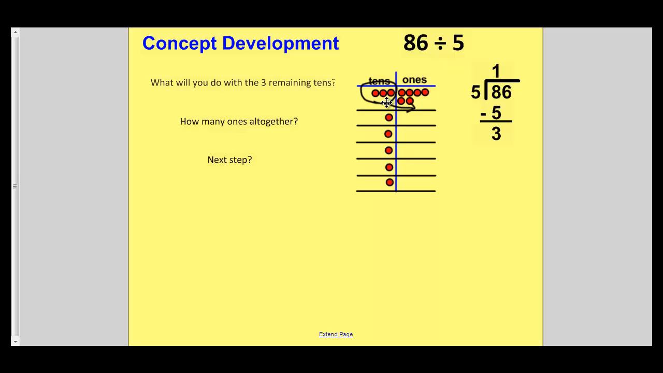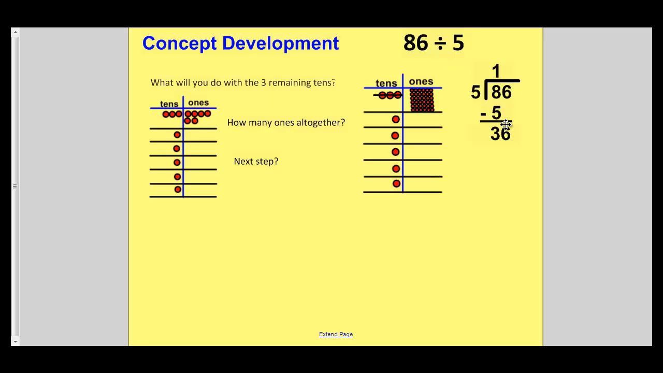That's going to be a lot, but you can do it. So instead of 6 ones, I'm going to have 36 ones. So go ahead and do that in your place value chart. All right, you should have something that looks like this.